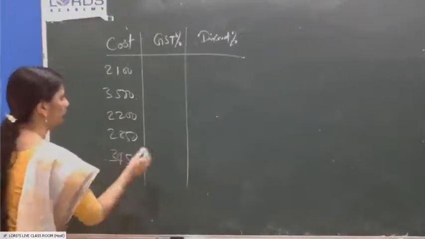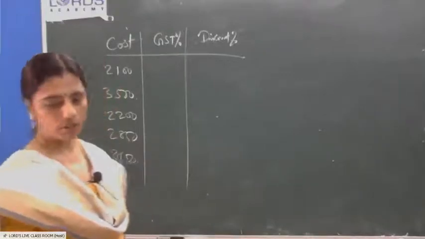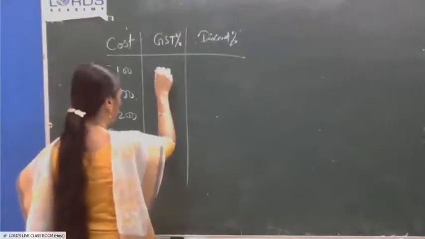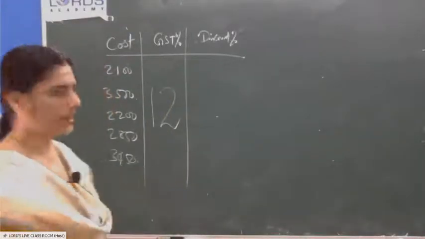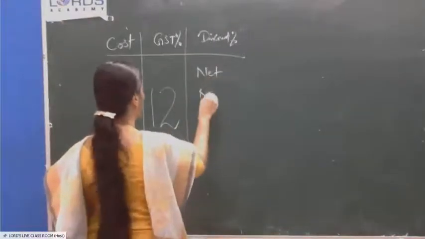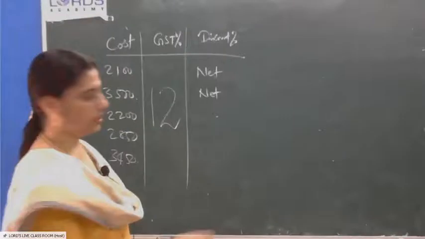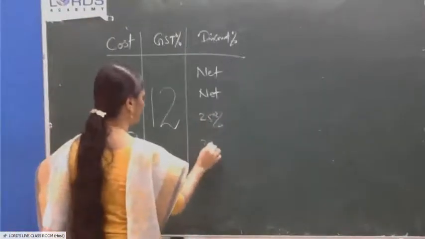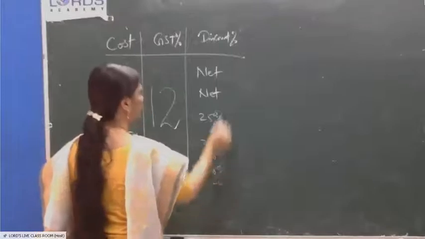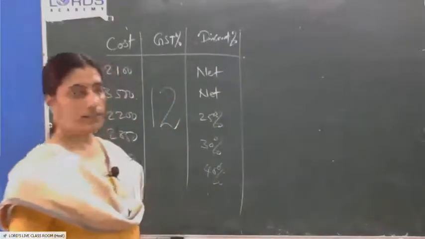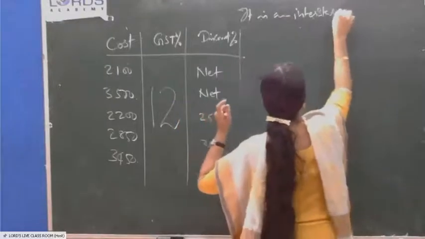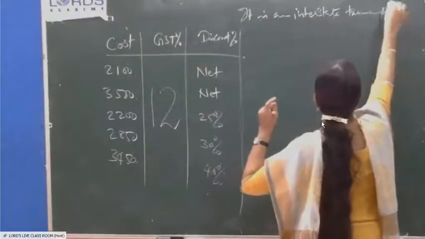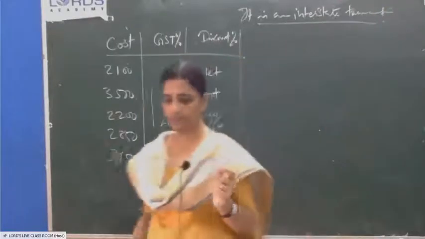and 3,450. GST percentage, okay, 12. Everything 12. I'm writing only 12. Discount. What is net? Net means no discount. Then 25, 30, 40. Okay. Here it is interstate. Did you write? It's an interstate transaction.